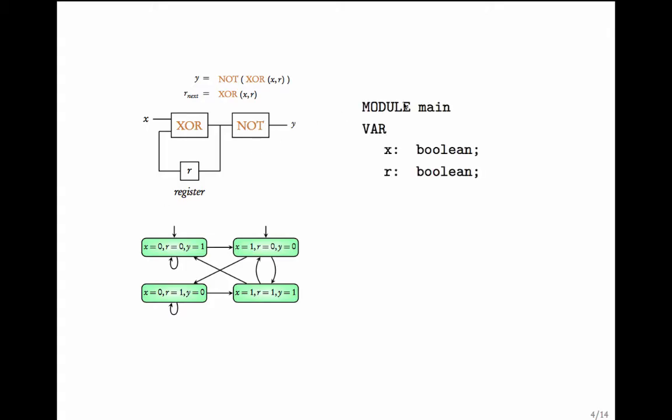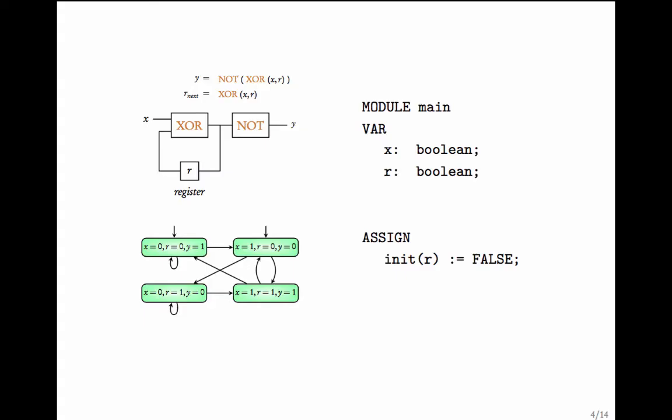As usual, it starts with a module main. There are two variables, X and R. Both of them are of the Boolean type. These are the inputs. The initial value of the variable R is false. There are two things now. We need to define the next value of R, and we need to assign the value Y to be not of XOR of X, R.